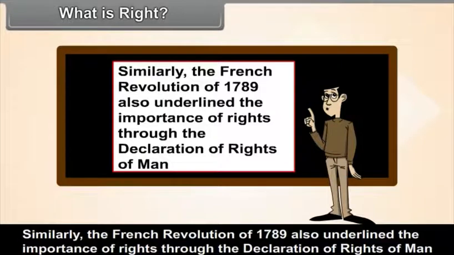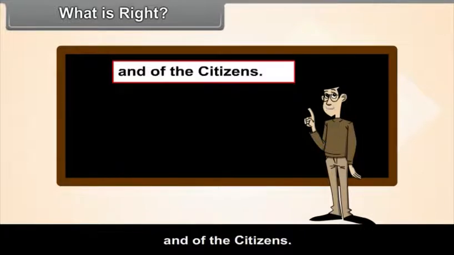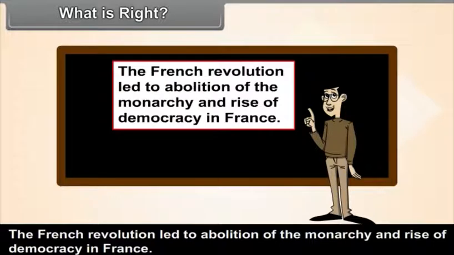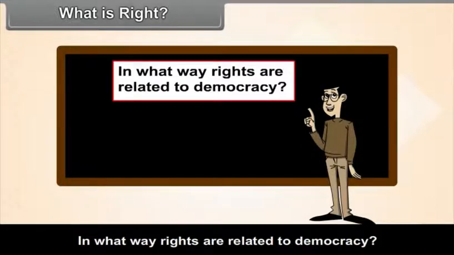Similarly, the French Revolution of 1789 also underlined the importance of rights through the Declaration of the Rights of Man and of the Citizen. The French Revolution led to abolition of the monarchy and the rise of democracy in France. In what way are rights related to democracy?